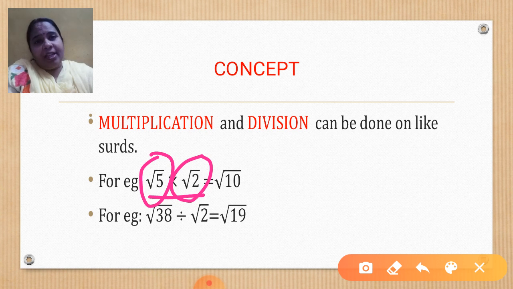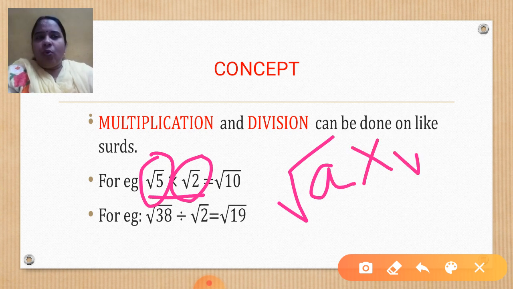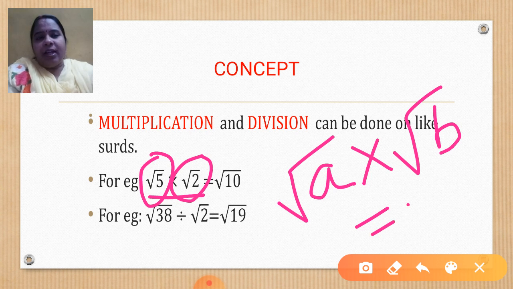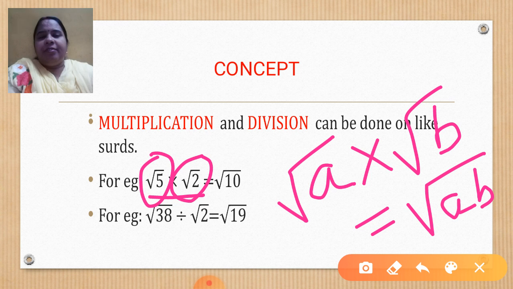So if they are like surds, what is to be done? See, the rule is this. Root A into root B. Now both are like surds, correct? So it means that the numbers inside the radical sign can be multiplied. That it will be root of AB. Now here it is 5 and 2. That is the reason we got the final answer as square root of 5 twos are, that is 10.